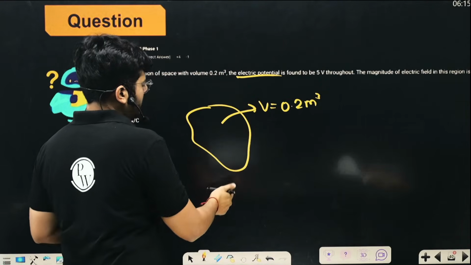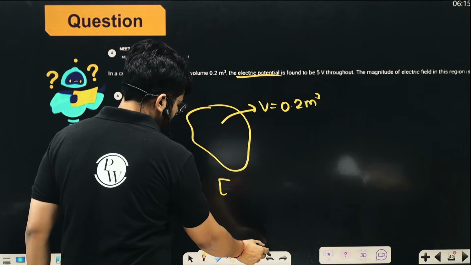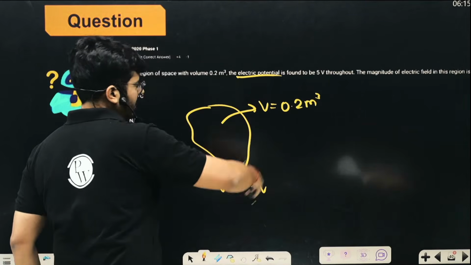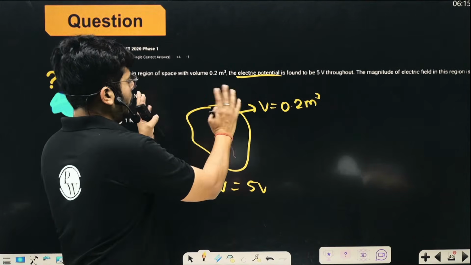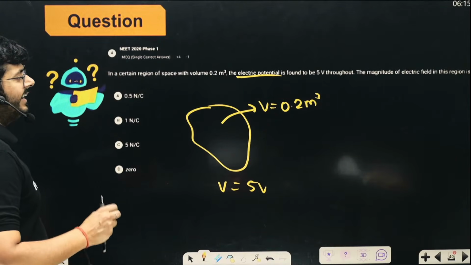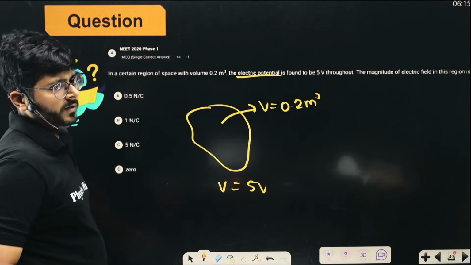The electric potential is found to be 5 volt, not electric field. Electric potential found to be 5 volt throughout. So everywhere the potential is 5 volt and the volume occupied in this space is 0.2 meter cube. The magnitude of electric field in this region is going to be. So what will be the magnitude of electric field in this region?